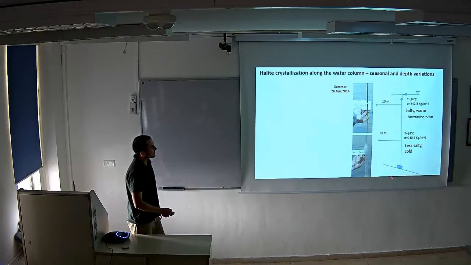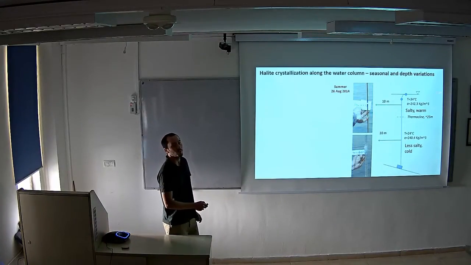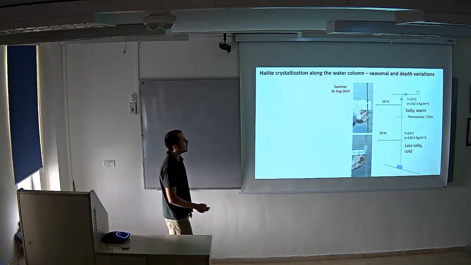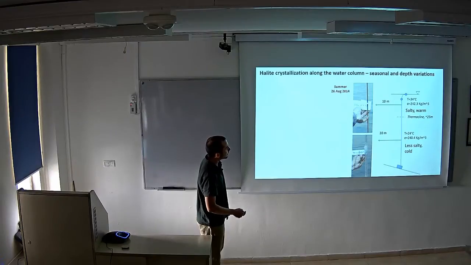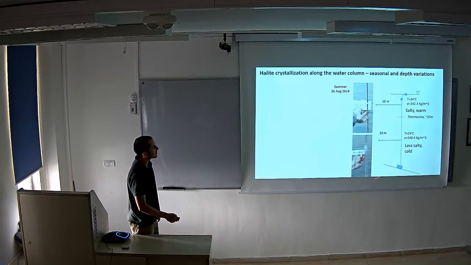So that's the setup of the cable. The upper brine is saltier and warmer, but overall undersaturated. That's the indication from this cable. And below the thermocline, the brine has low salinity, but it's colder. And overall, it is supersaturated, as you see here.